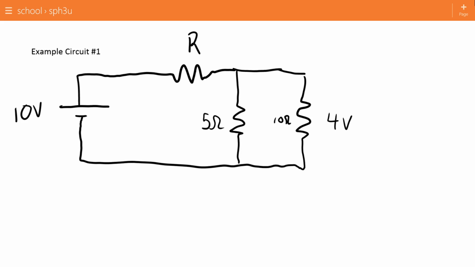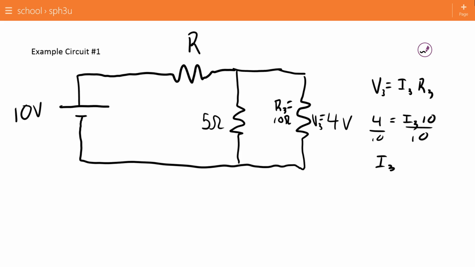So what we have on the far right hand side here is what I'm going to call resistor 3. We know the resistance and the voltage right away. Whenever we have a pair of things at an individual spot in a circuit, we can always use that to find the third thing according to Ohm's law. V3 equals I3 R3, and so we have a voltage of 4 and a resistance of 10, so divided by 10, I3 is going to work out to 0.4 amps. So that means we have 0.4 amps flowing through this part of the circuit.